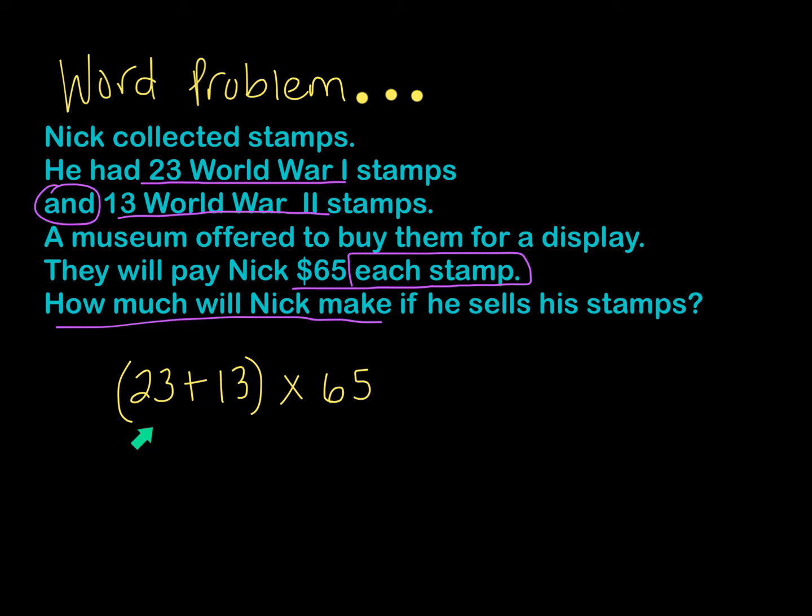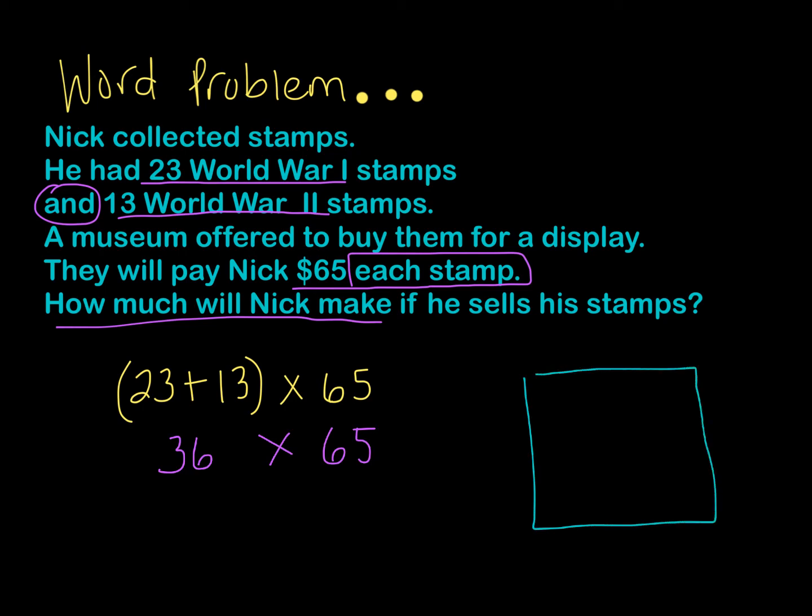So we have 23 plus 13 for both kinds of stamps. And then they're going to pay him $65 each. So we need to know how much those are. And we get a total of 36 stamps times $65 each. This is where our area model comes in handy. We can break up both of these numbers by their tens and ones. So we have 65 and 36.